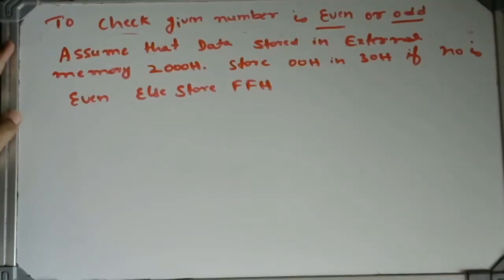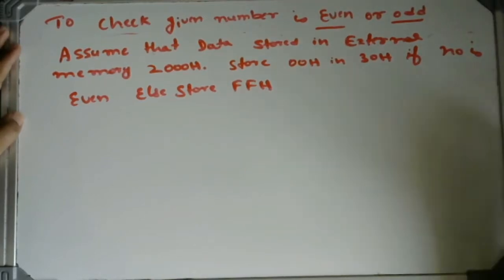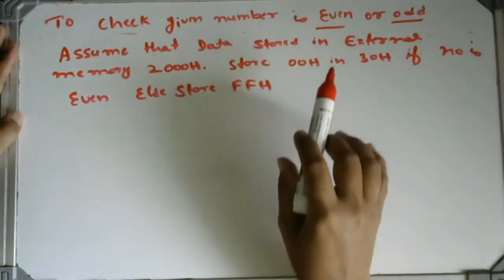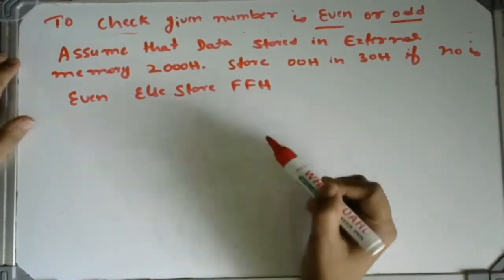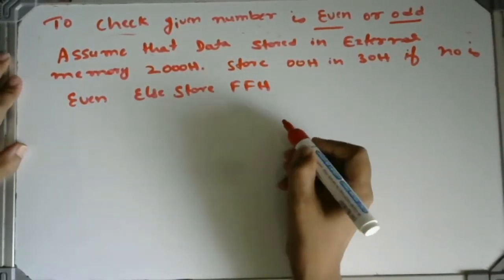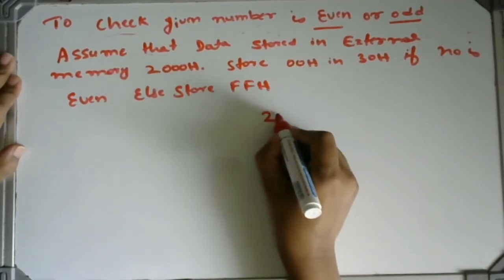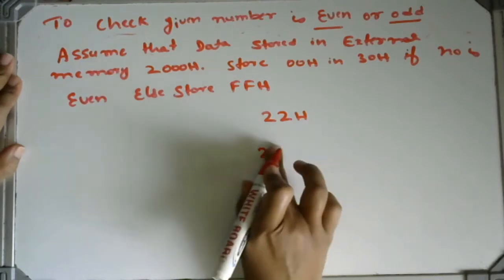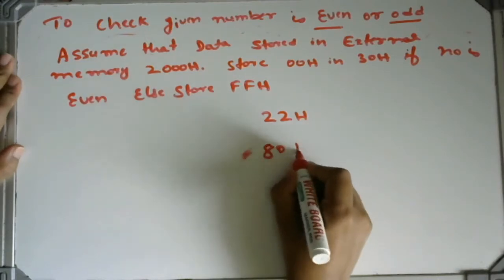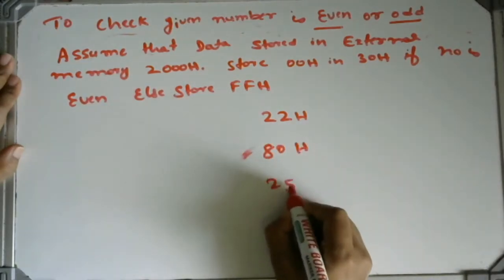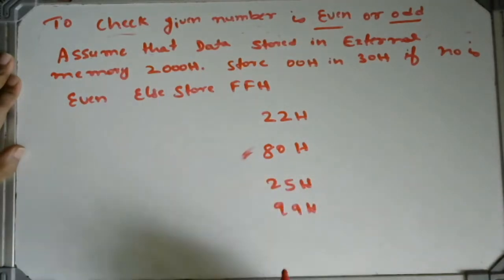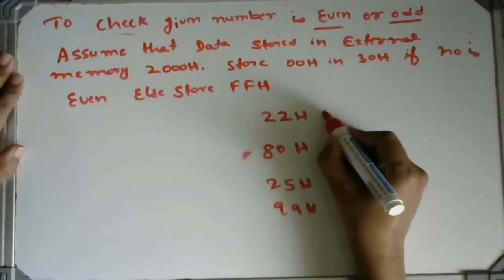Hello everyone. In this video, we will learn to write an 8051 program to check whether the given number is even or odd. Let's take a few hexadecimal numbers like 22H, 80H, 25H, and 99H. First we'll write the binary representation for these.